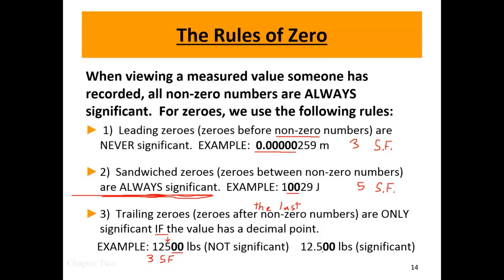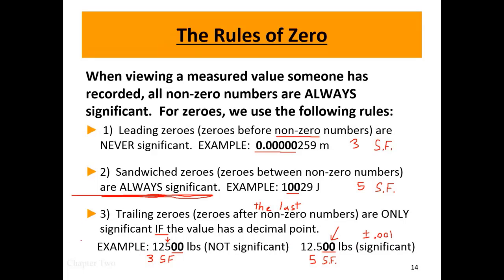However, in 12.500, these zeros are significant because there is a decimal point. So this number actually has a total of 5 significant figures. Now there is a reason for this. There would be no point in having these zeros there if they weren't telling the degree of precision of the number, because without those zeros, it's still 12.5. So those zeros are there to tell me that this measurement is accurate to the nearest 0.001, to the nearest thousandth.